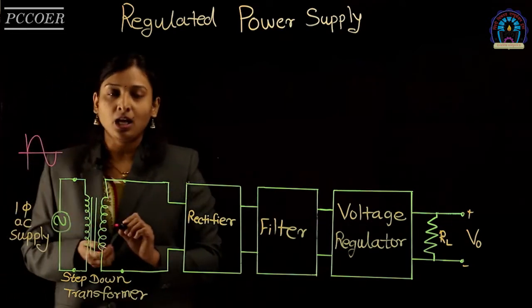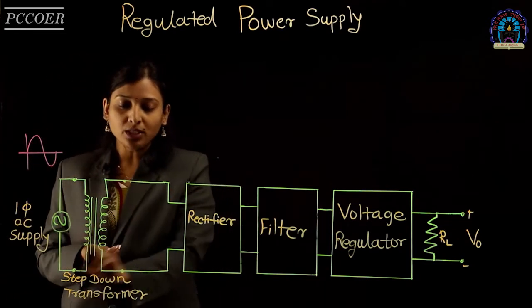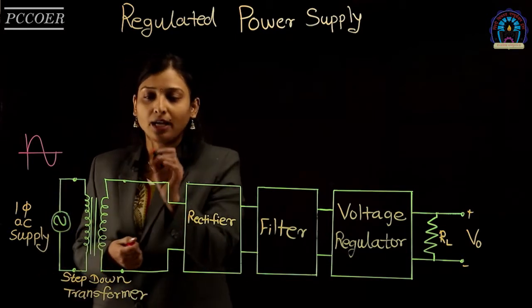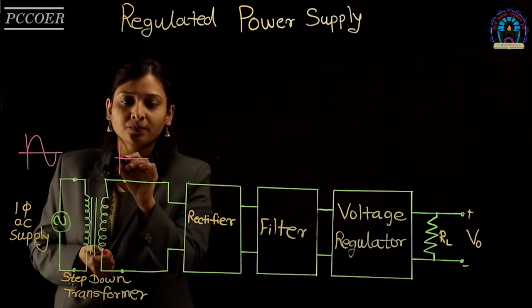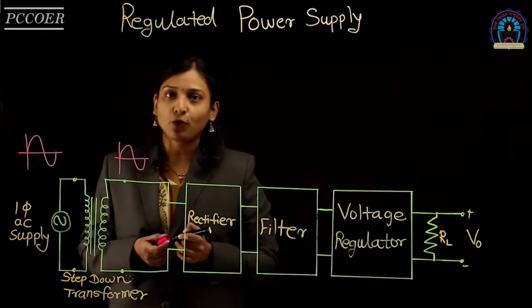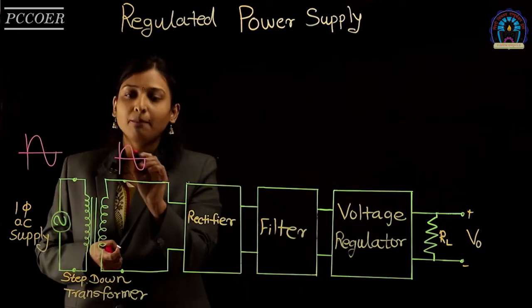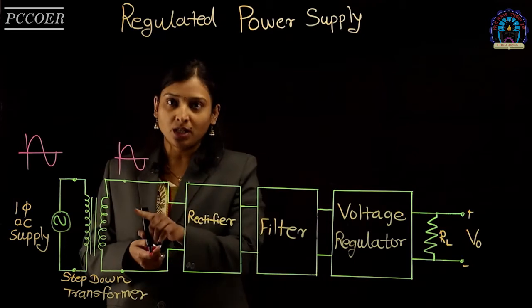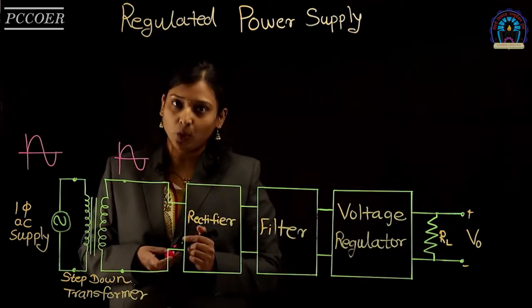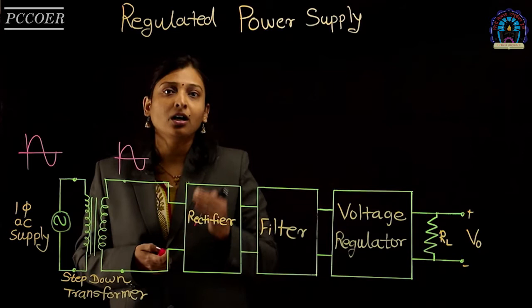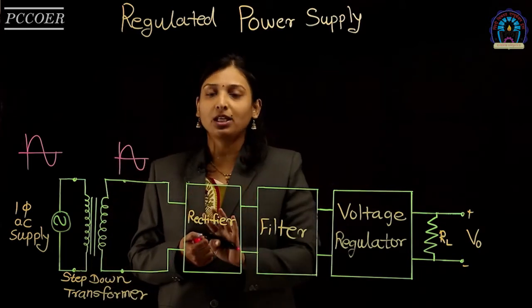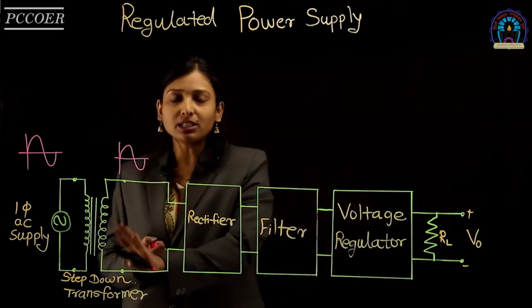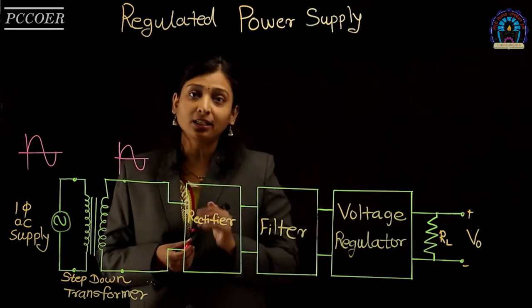AC supply. Now here, by using this step down transformer, we step down the AC voltage, and the secondary of the transformer is similar to the AC, but it's a step down voltage. Now the output of this step down transformer is given to the rectifier block. Rectifier is nothing but the electronic circuit which performs the rectification. Rectification means it converts the AC supply into the pulsating DC.